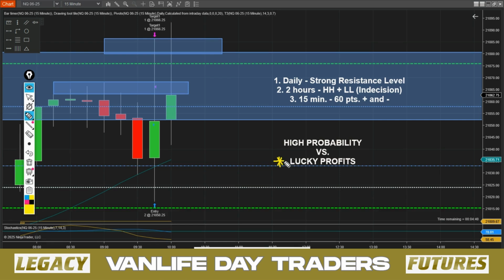Trying to get lucky, or I lost X amount of points, now I'm going to do revenge trading, because at the end you're never going to win having lucky profits. You could have a great day, yeah, but focus on high probability trades. This was a great trade, but was it a high probability trade? No. And I'm going to leave you with that.